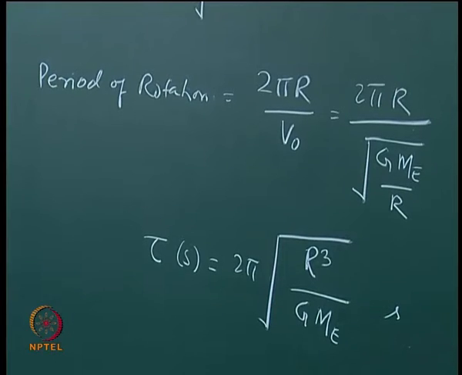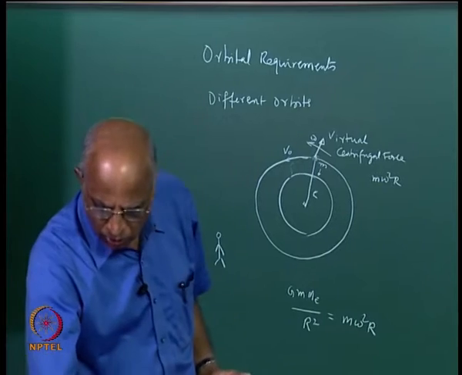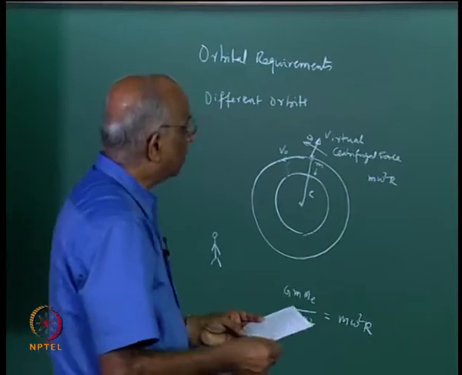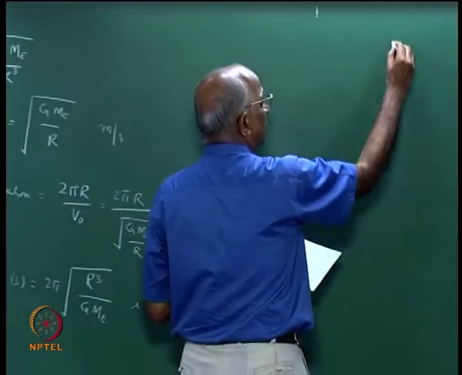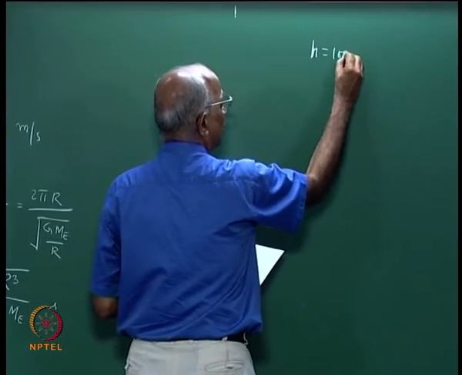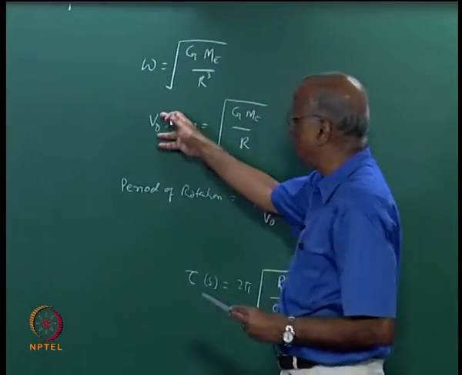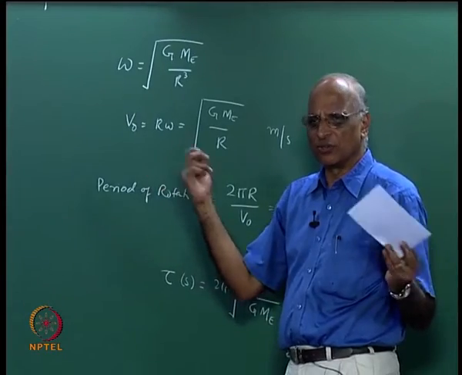Therefore, what is it you find from this? Let's do one or two small examples. Let us find the period of rotation for two distances. Let us take the problem which we did the other day, when the height above the earth is 100 kilometers, we found out the value of the orbital velocity. We said it's something like 7 kilometers per second, 7.4 or something.